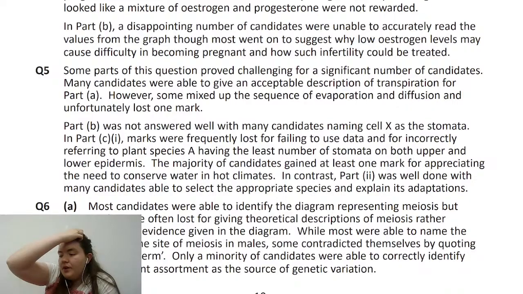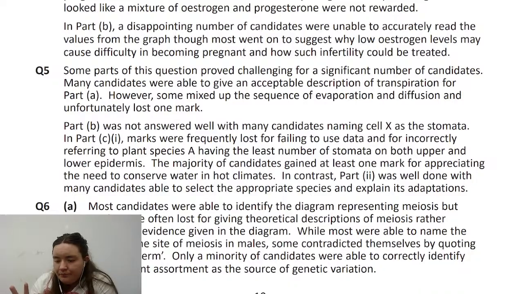Whereas having enough information, not overly detailed, but enough to get the points, will get you full marks. So sometimes less is more.